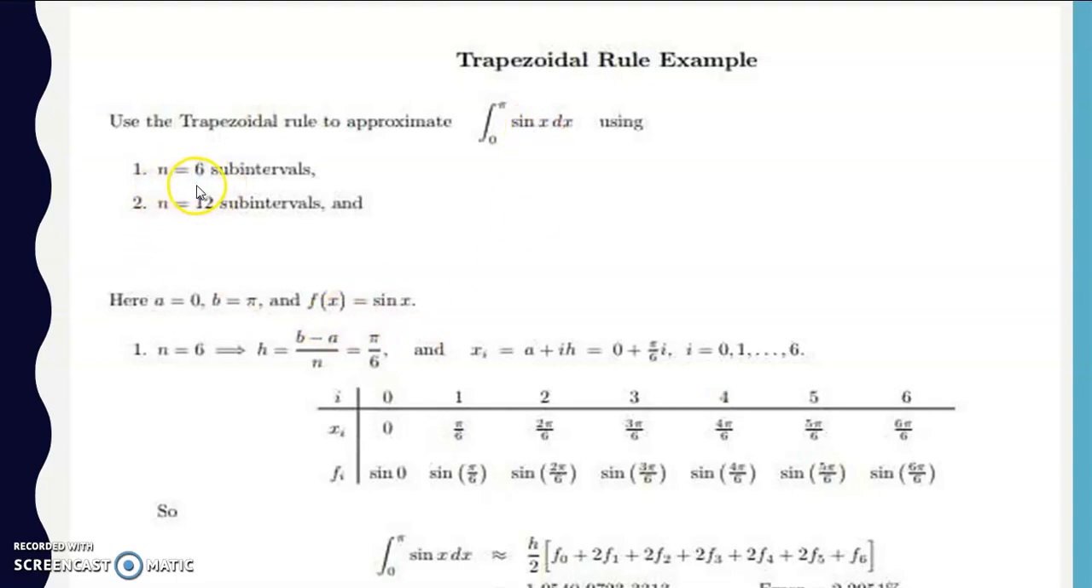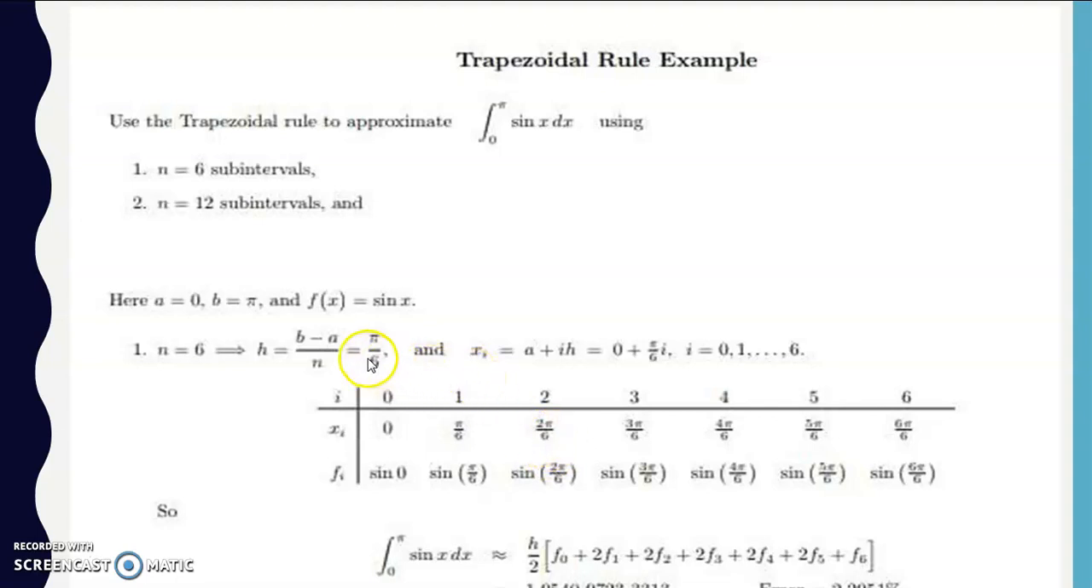Now first one, by taking n equal to 6, first we have to find h. h will be upper limit minus lower limit divided by n. So h will be pi minus 0 upon 6, so pi upon 6. Then we have to prepare the table. So for the table, first write the x values. x values start from the lower limit. So from 0, then 0 plus h, pi upon 6. Pi upon 6 plus pi upon 6, so 2 pi upon 6.